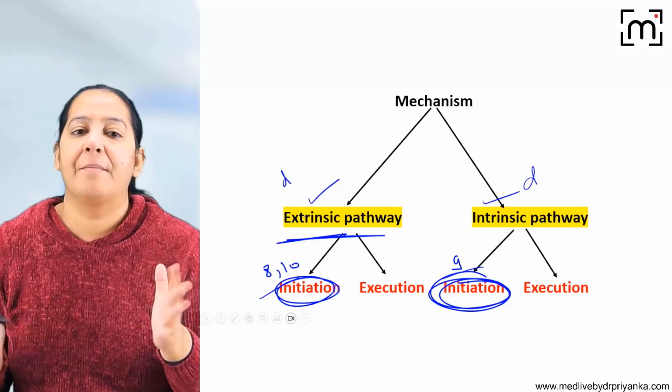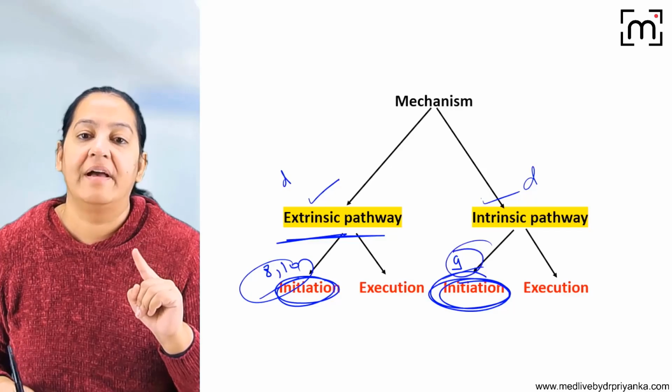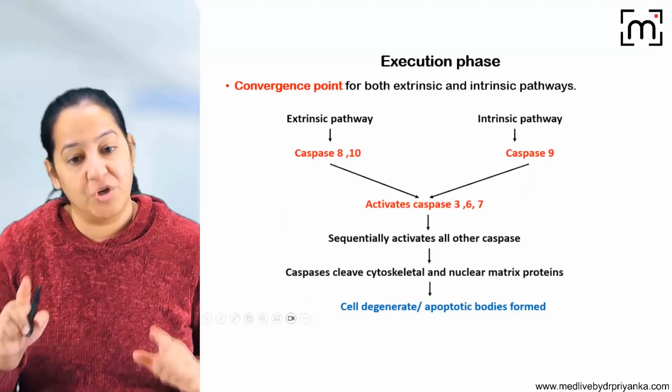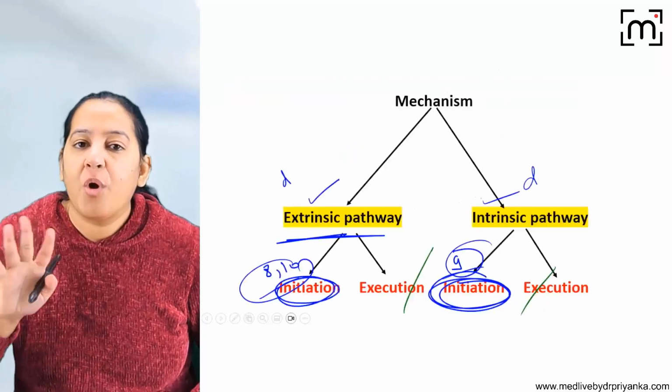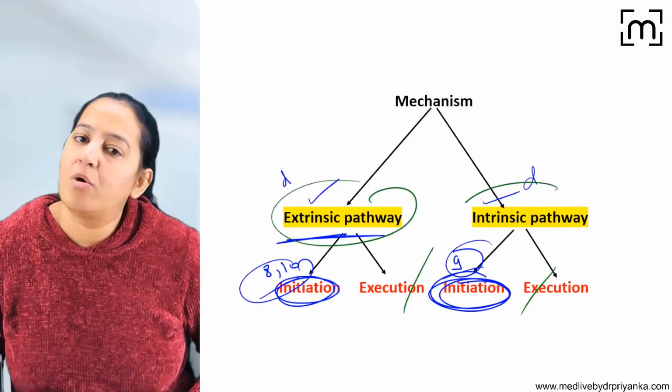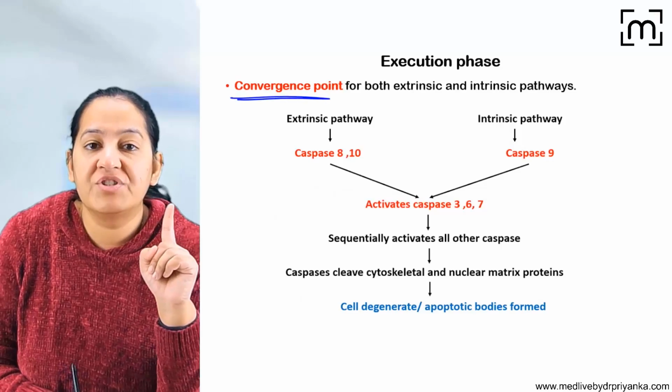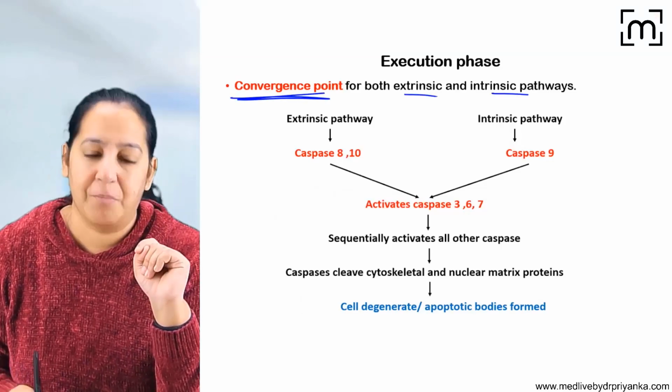Now let me combine what's ahead. In a common story, the common story is the execution pathway. So let's start the execution of both of them together. I'm teaching you a common execution which belongs to extrinsic as well as intrinsic. The execution pathway is the convergence point between the extrinsic and intrinsic pathways.